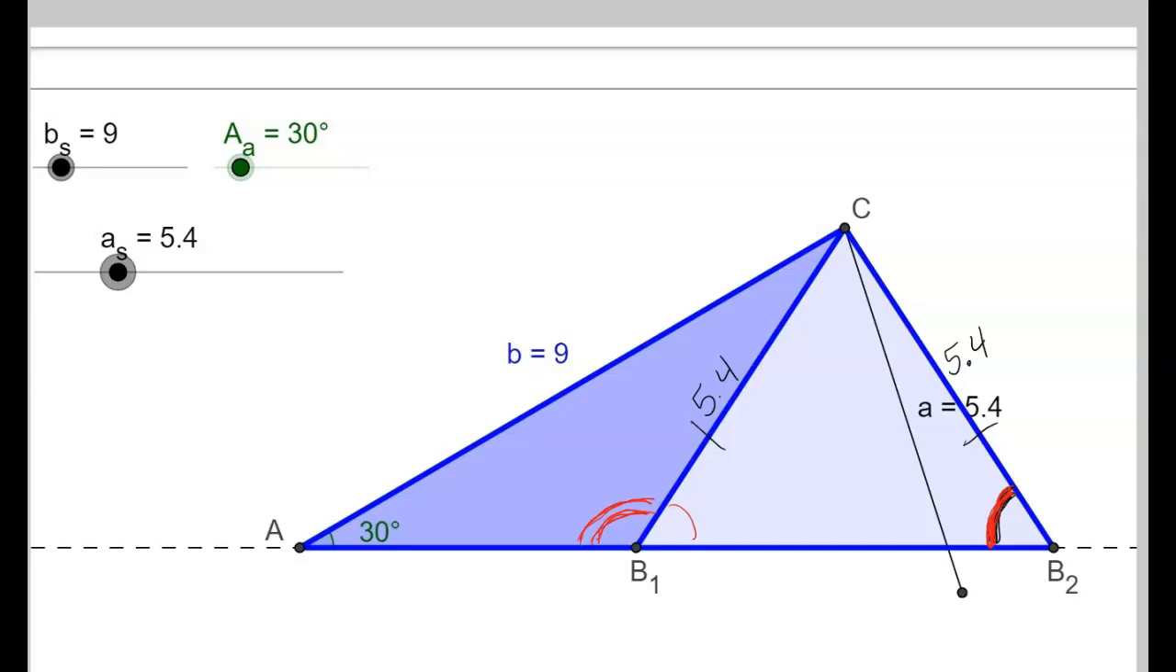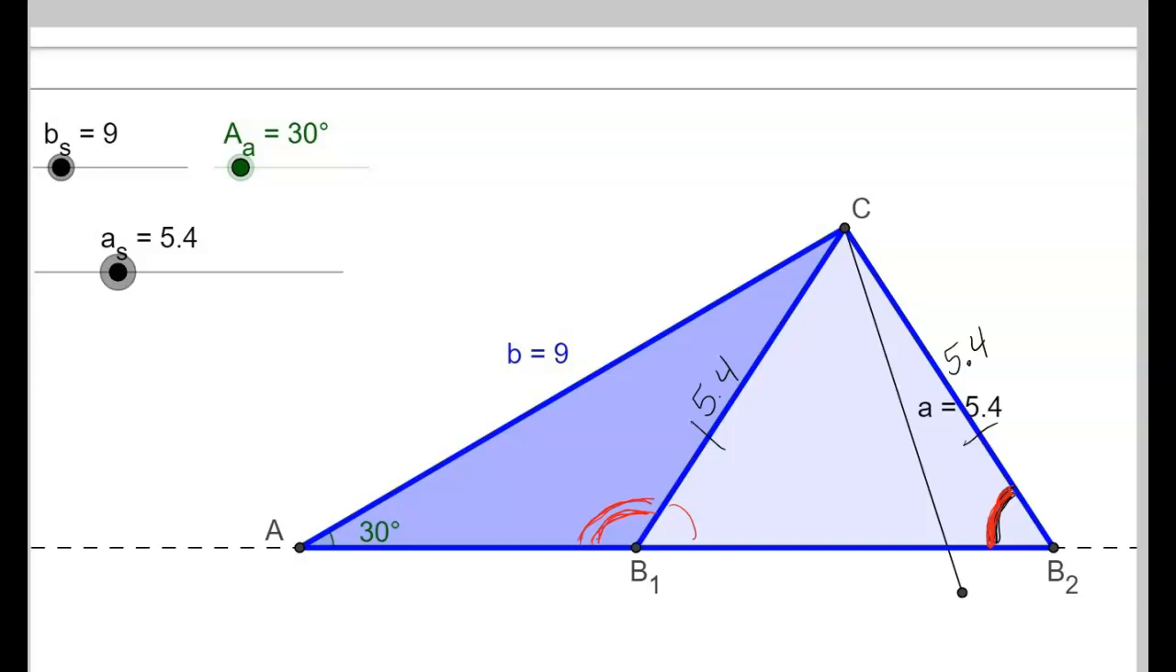Yes, Kate. They add up to 180. Why? How do you know they add up to 180? What do the left-hand side and the right-hand side of B1 form together? Yes, a straight line. And you know that a straight angle is always 180 degrees.